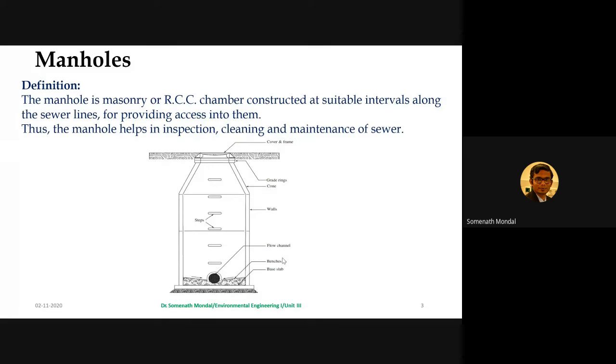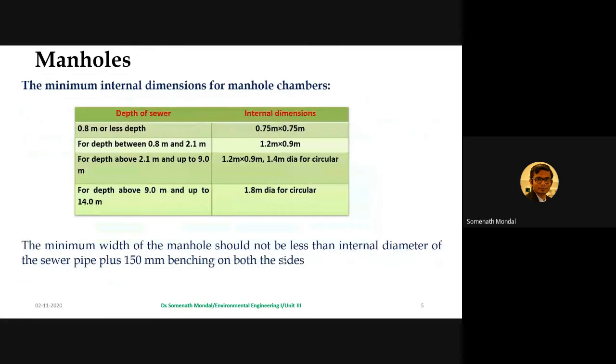So if you are keeping the sewer pipes less than 0.3 meter, but then your diameter is more, in that case you have to go by the final provisions which we discussed over here. You cannot take the value directly which is mentioned in the previous tables. You have to take the minimum internal diameter plus 150 mm benching on both the sides, so 150 mm into 2 plus the sewer diameter, that would be the overall width for that kind of situation. Hope all of you have understood.